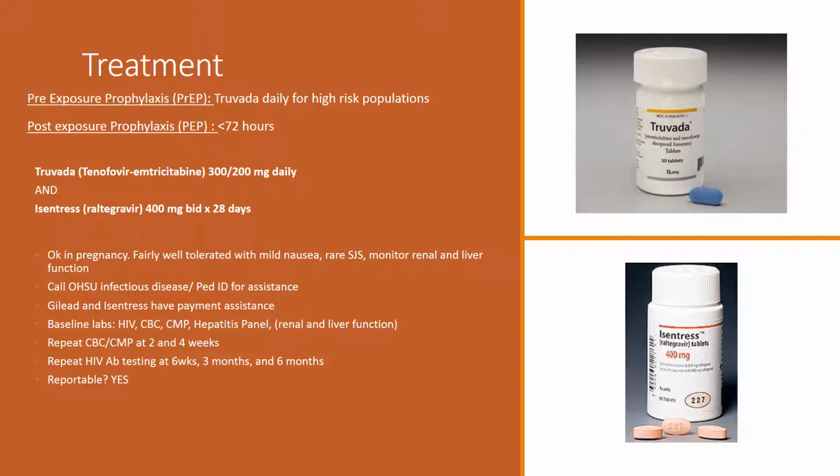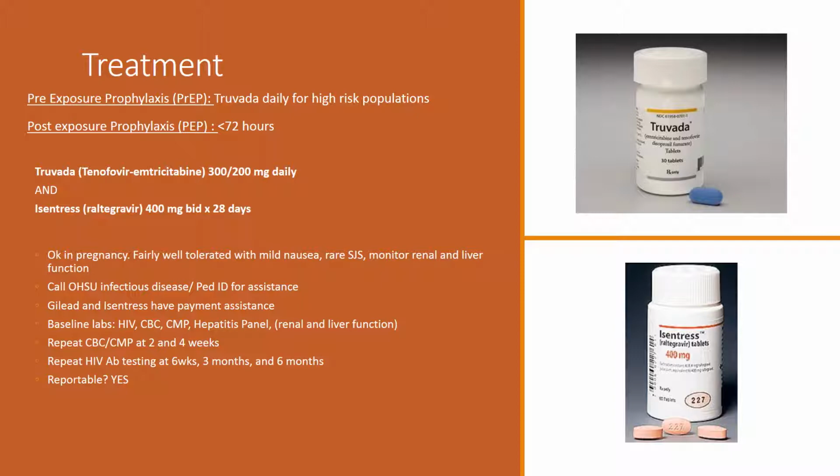We want to repeat, before we even give the medication, we need to be doing some baseline lab work. We need to make sure they don't already have HIV. We need to make sure they don't have a hepatitis infection, hepatitis B specifically. And we want to check their baseline renal and kidney function. Then we want to repeat those labs again at 2 and 4 weeks.